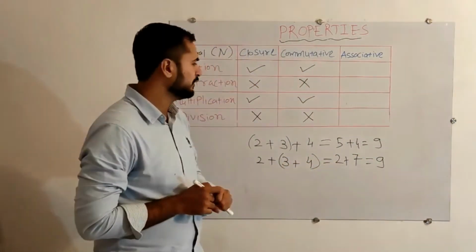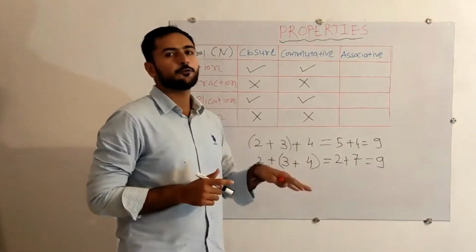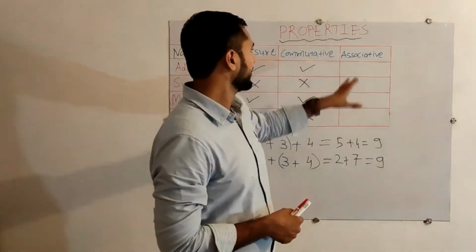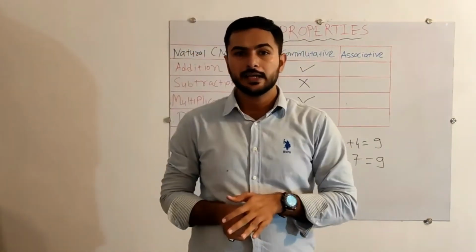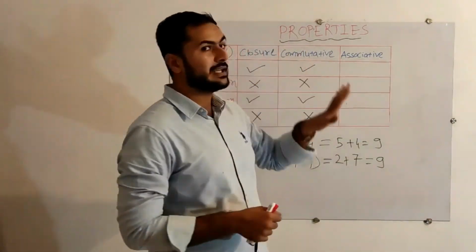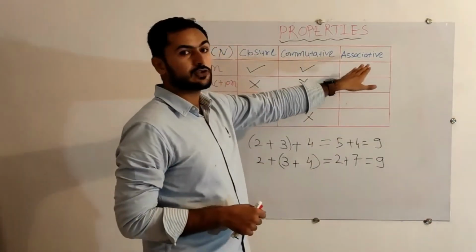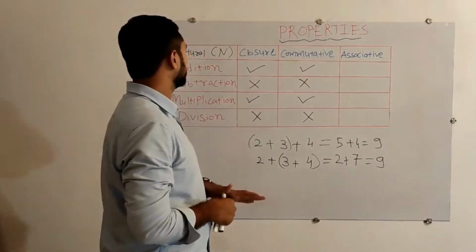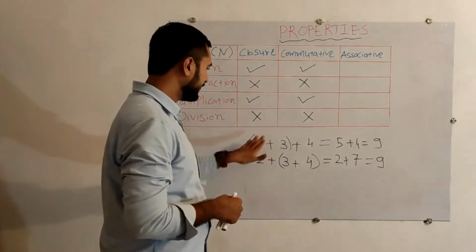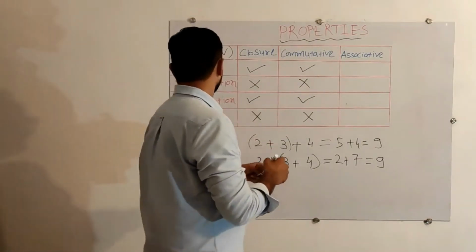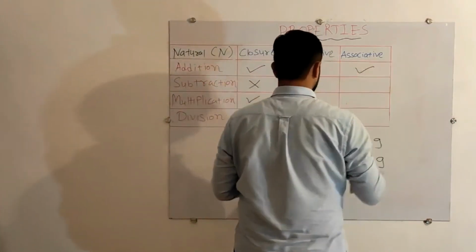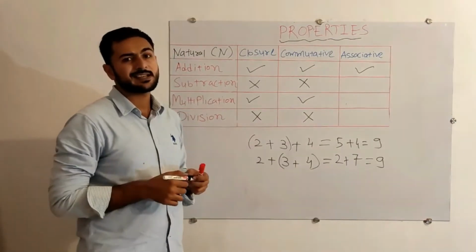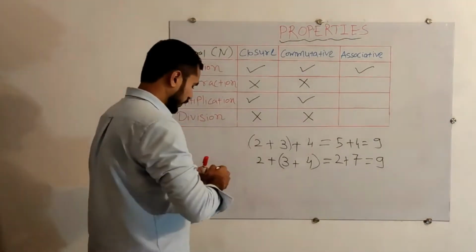So if after changing the groups you get the same answer, it means the given property, which we are doing, associative, holds. The natural numbers are closed under associative for the addition. So here that's the result. It means for addition it is yes. Now for the subtraction. Let's see what will happen.